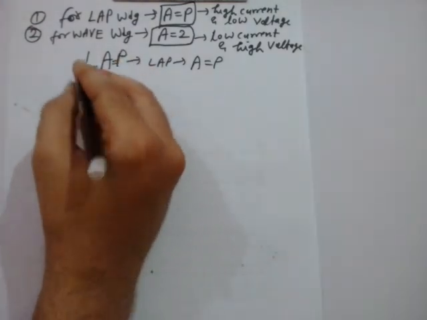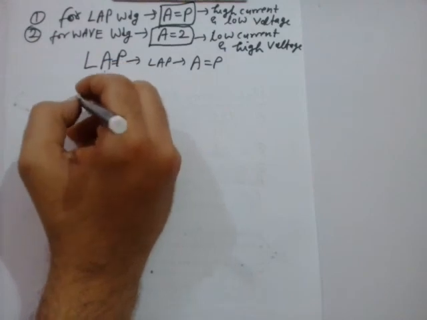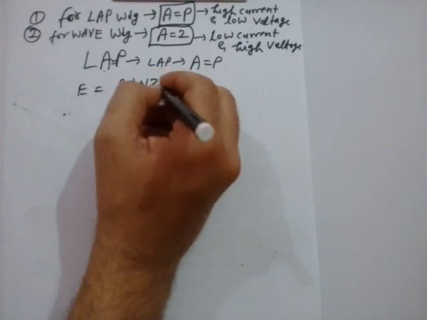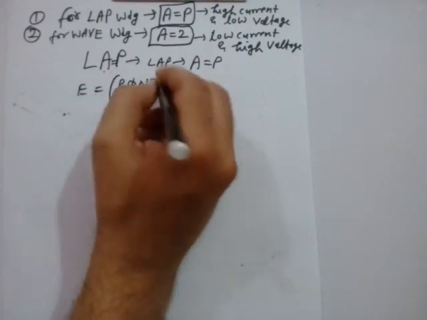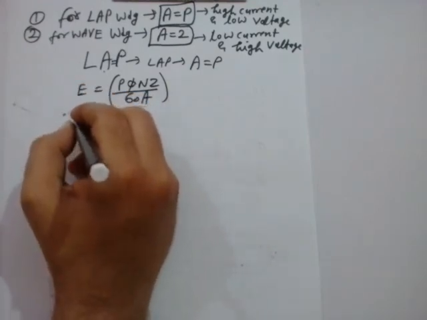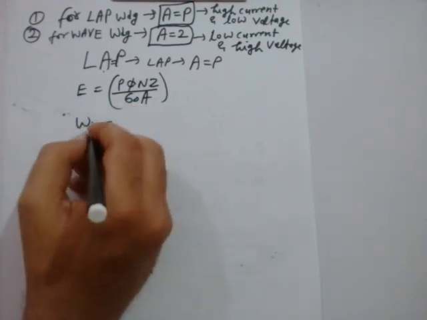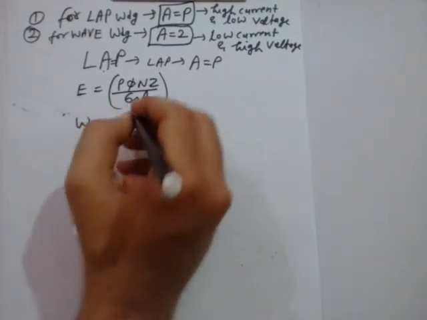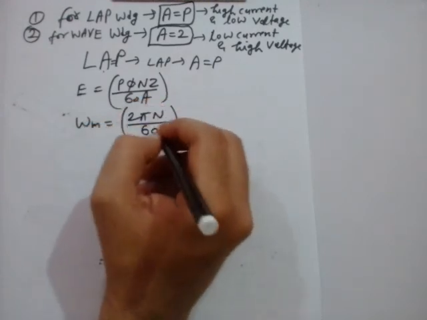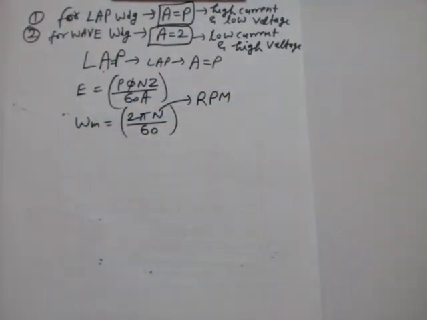Let me once again write the EMF equation. The EMF equation was E is equal to P phi N Z by 60A, right? E is equal to P phi N Z by 60A. And what is the angular speed? Omega, M stands for mechanical, angular speed. Omega is 2 pi N by 60, right? N is revolution per minute.